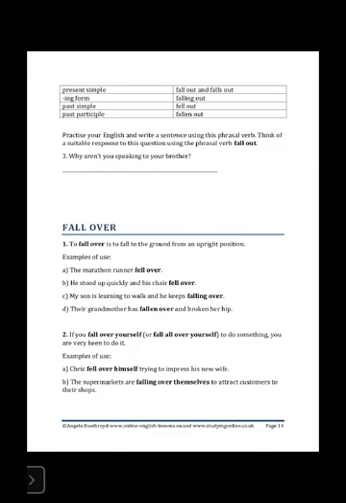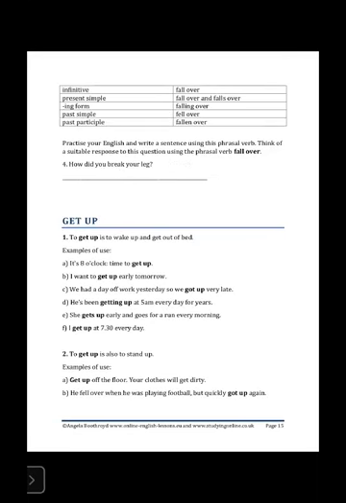If you fall over yourself to do something, you are very keen to do it. Chris fell over himself trying to impress his new wife. It means you wanted to do something very well. You were very much keen on doing it and very much immersed. That is fall over. Now the last phrasal verb, get up.